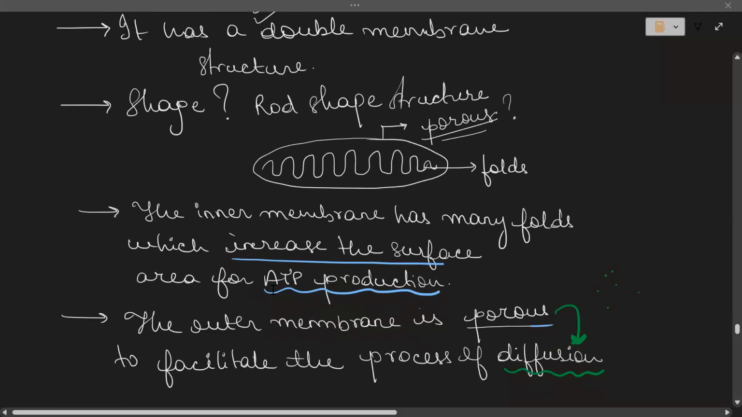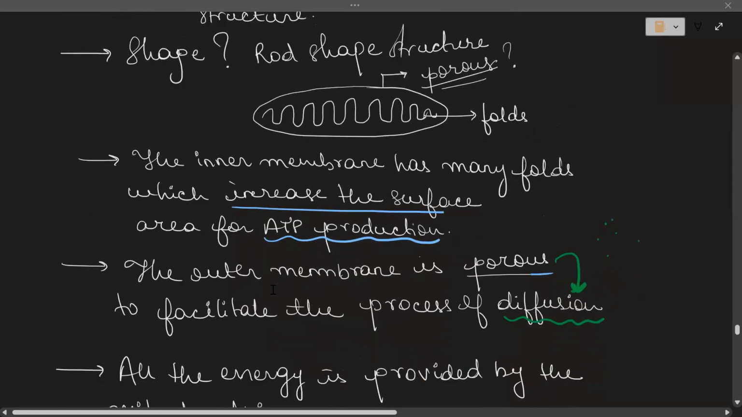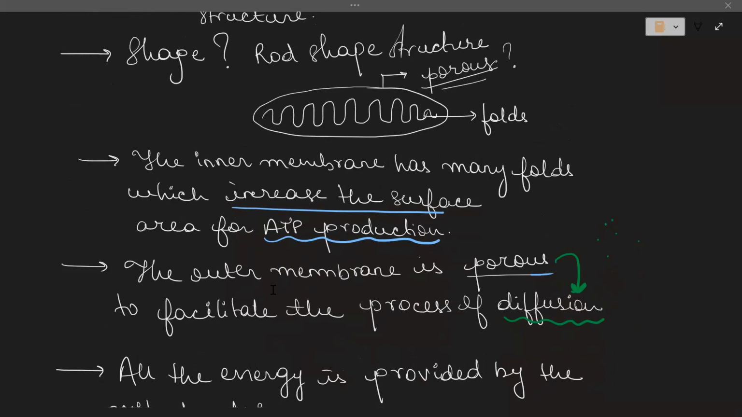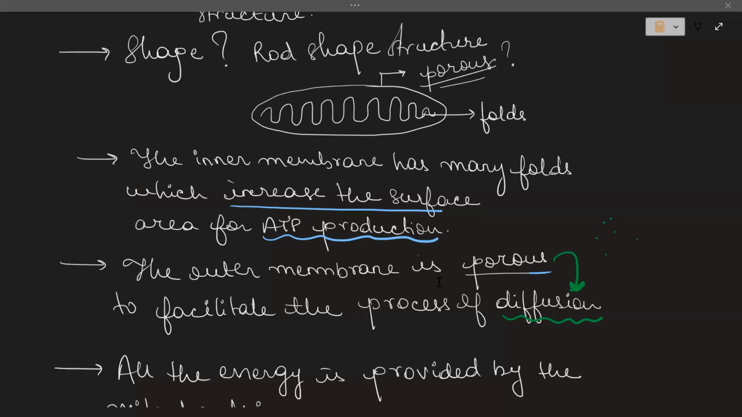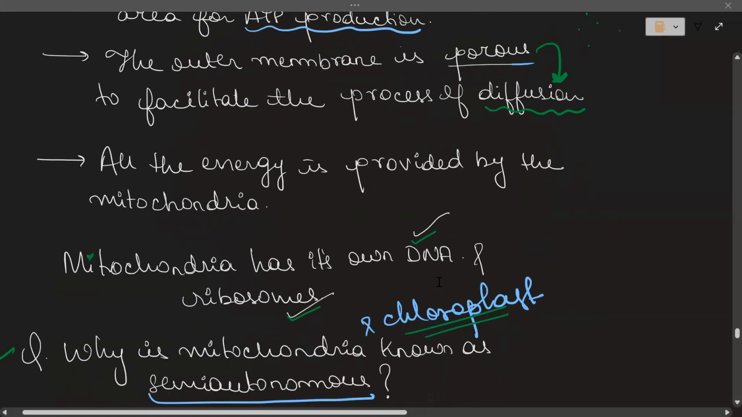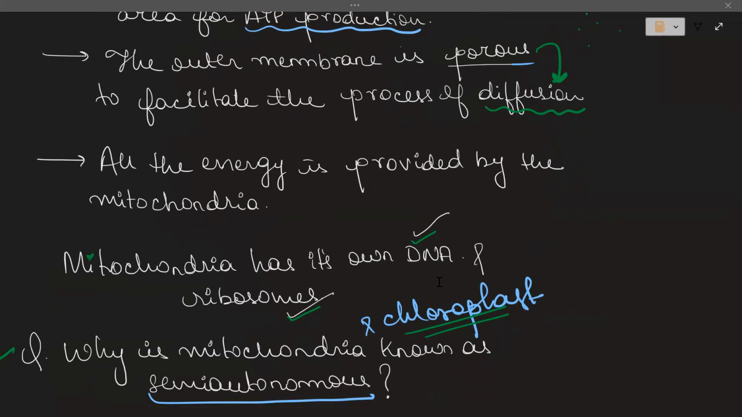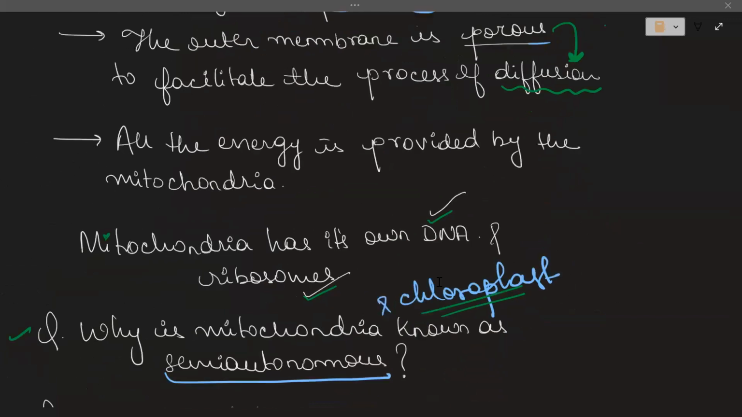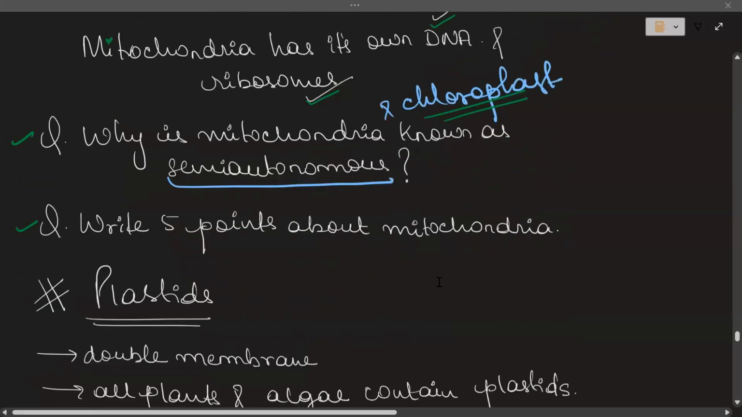Always remember that the outer membrane is porous, meaning it has pores present so that diffusion can take place. Whereas the inner membrane has many folds. Why are there folds? To increase the surface area. Clear? Now, all the energy is provided by the mitochondria because mitochondria synthesizes the ATP molecule. Mitochondria and chloroplast, remember this, both of these have their own DNA and their own ribosomes. Because of that, they are known as semi-autonomous organelles. Is mitochondria clear?